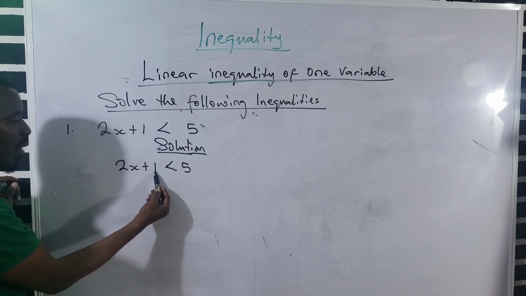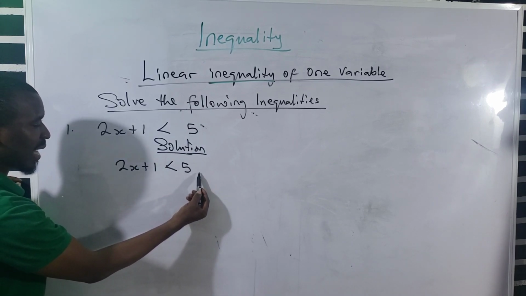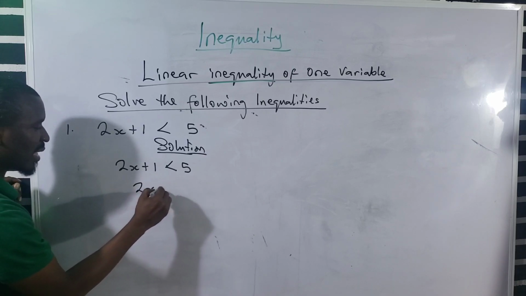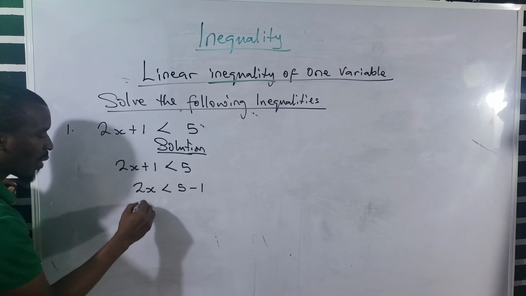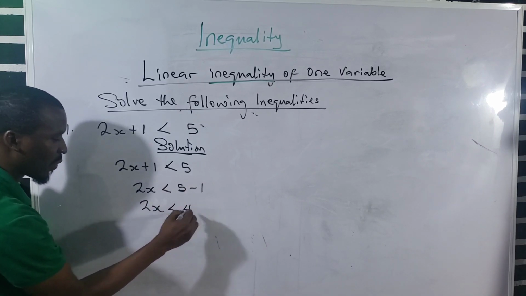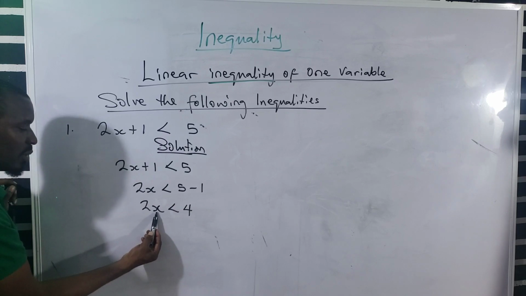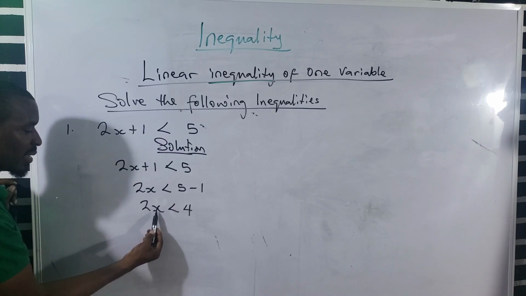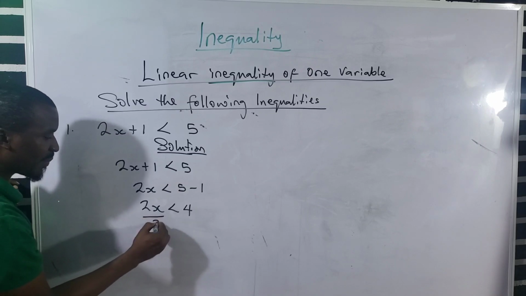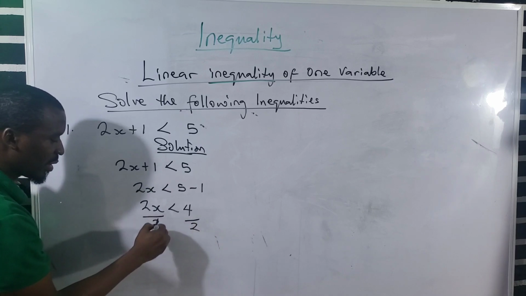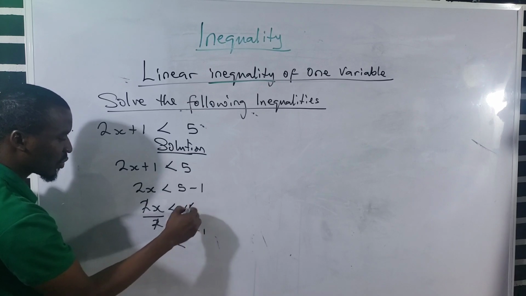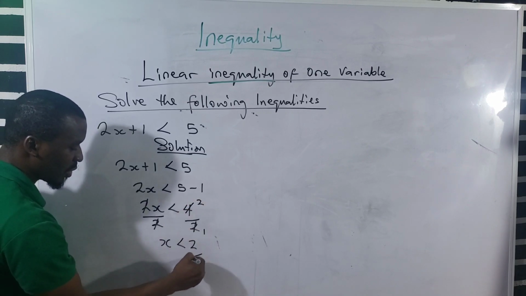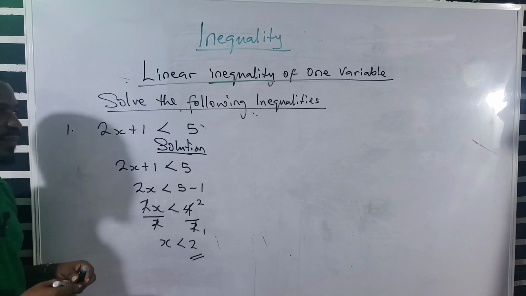Now I will take my 1 over to the right-hand side. That will give me 2x less than 5 minus 1. So I will have 2x less than 4. Now I need x to be alone, so I will divide both sides by 2. When I divide both sides by 2, the 2 here will cancel out the 2 here. I'll have x less than 2. So that's the answer to that inequality.